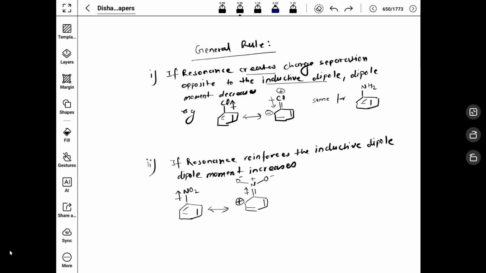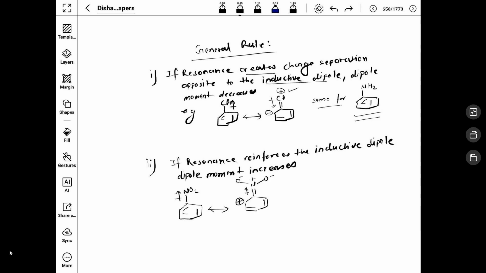For example, in the case of chlorobenzene, the dipole moment direction is from carbon to the chlorine side, because chlorine is more electronegative. So the dipole moment direction is here, you can see. But during resonance, the positive charge comes on the chlorine and negative charge on the carbon, and therefore the direction of the dipole moment is reversed, and hence the resulting dipole moment will be less than expected due to this resonance, and the same for aniline also.